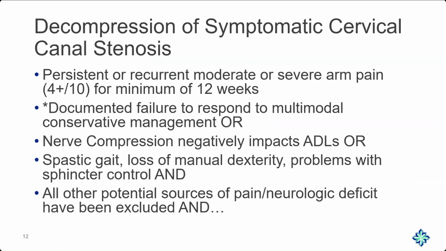Moving on to decompression of symptomatic cervical canal stenosis. So indications for symptomatic cervical canal stenosis, as they're written on the screen and in your handouts, include persistent or recurrent moderate or severe arm pain. So again, 4+ on that VAS for a minimum of 12 weeks, and again, failed to respond to conservative management, or nerve root compression that negatively impacts ADLs, or spastic gait loss and manual dexterity problems with sphincter control.